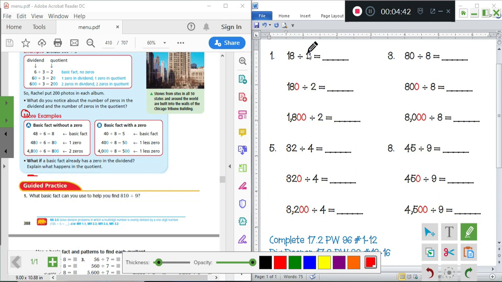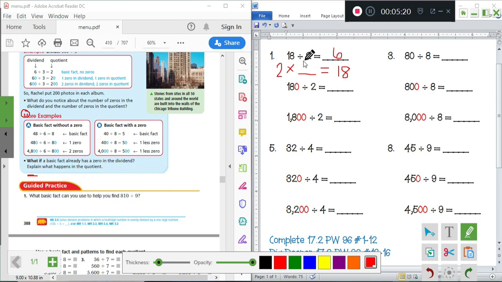All right, this is number 1 on RW 96. I have my basic math fact, 18 divided by 2. Remember, you can always ask yourself, 2 times what equals 18? Okay, so if you're not feeling 100% confident with those division facts yet, you can think about it in terms of multiplication. So what is it? 2 times what? That's right, it is 6.